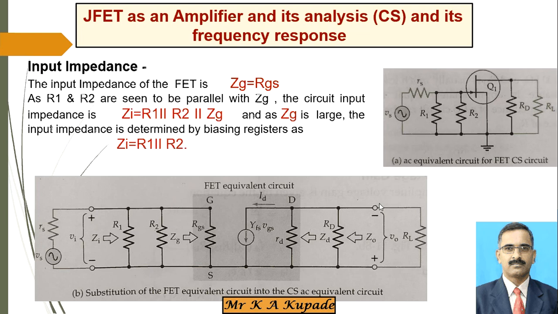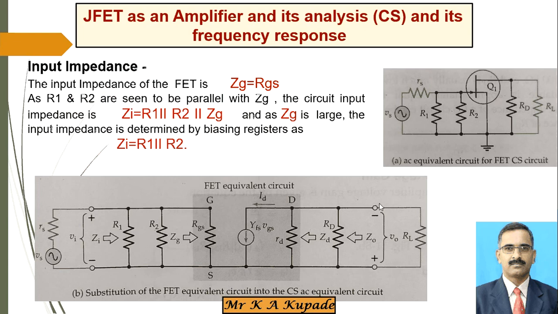Okay, now here, the input impedance of the FET is given by the equivalent circuit as Zg is equal to Rg. Here Zg is equal to Rg. That means by considering the RGS, in the sense of the gate to source resistance, that is the input impedance of that particular FET.